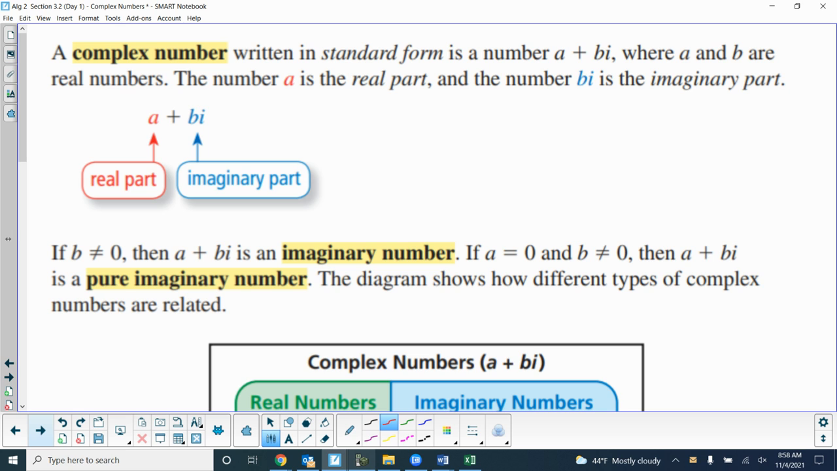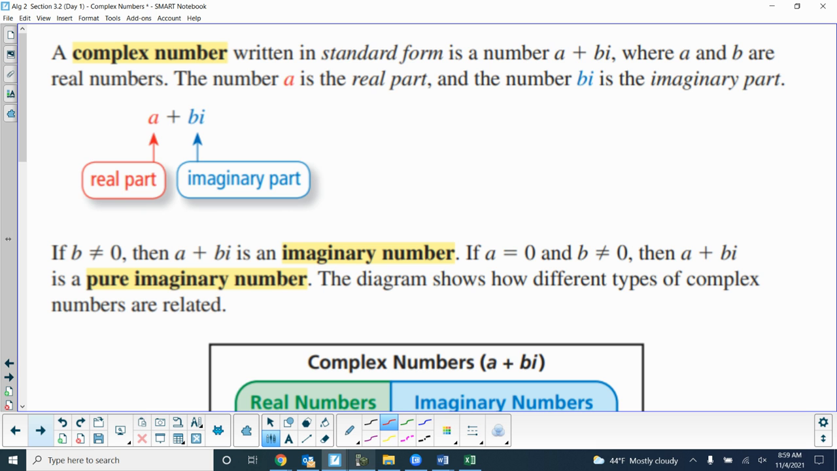All right, complex numbers. They have an imaginary unit in them. A complex number written in standard form is a number a plus bi, where a and b are real numbers. The number a is the real part, and the number bi is the imaginary part. If b does not equal 0, then a plus bi is an imaginary number. If a equals 0 and b doesn't, then a plus bi is a pure imaginary number.